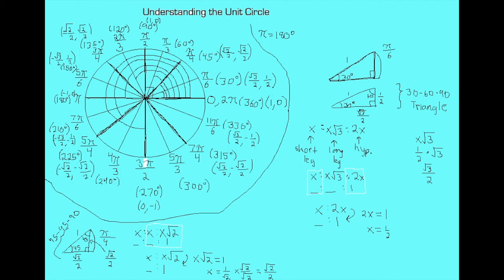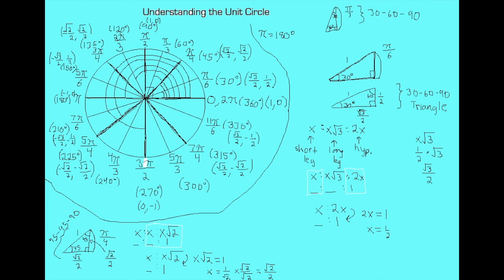Now, let's look at pi over 3. And I'm going to draw pi over 3 over here. We reviewed pi over 3 equals 60 degrees, so this angle will be 60 degrees. And if I draw a vertical line from here to here, this angle is going to be 90 degrees. Therefore, this angle must be 30 degrees, since 30 plus 60 plus 90 equals 180 degrees, and a triangle must have 180 degrees. So this is another 30-60-90 triangle.